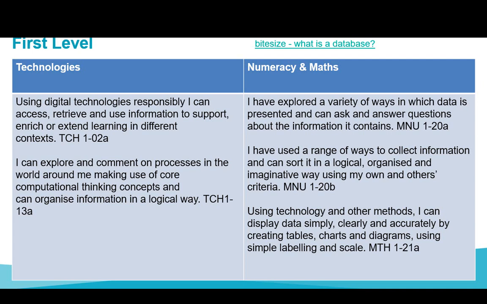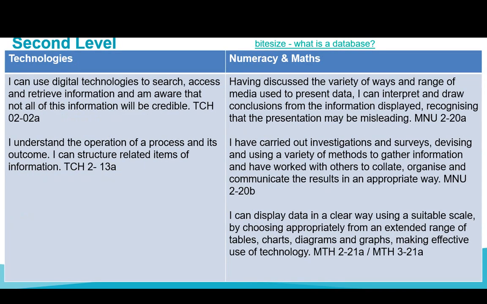So again, talking about using digital technology to find and to present information, different ways of doing that, and you can see in the maths E's and O's on the right hand side, there's quite a lot of similarities between organising and presenting charts, tables. You see the same language being used there. At second level, again, using technologies to search, access and retrieve information. I think that's very often considered to be the use of web search engines, but in fact that a database is somewhere you would also access, retrieve and search information.